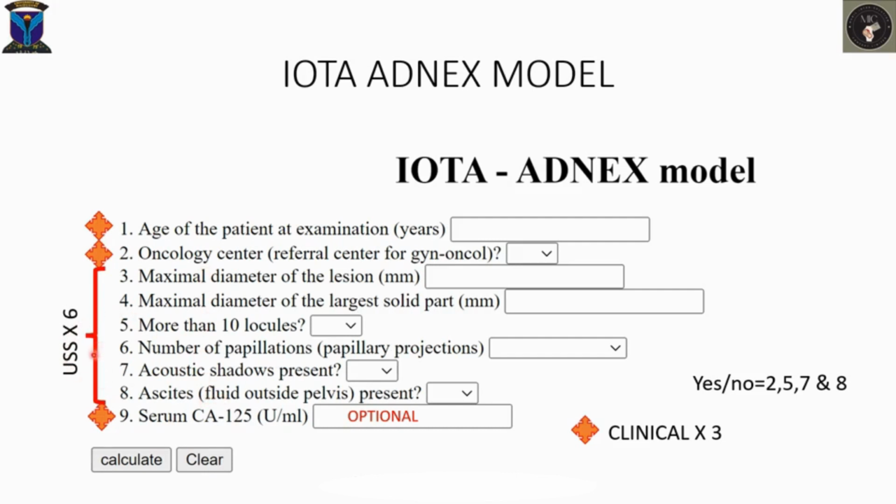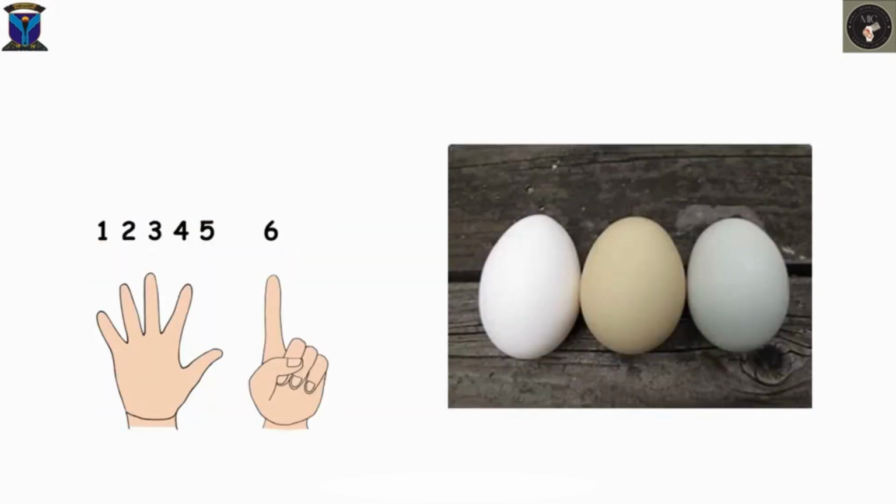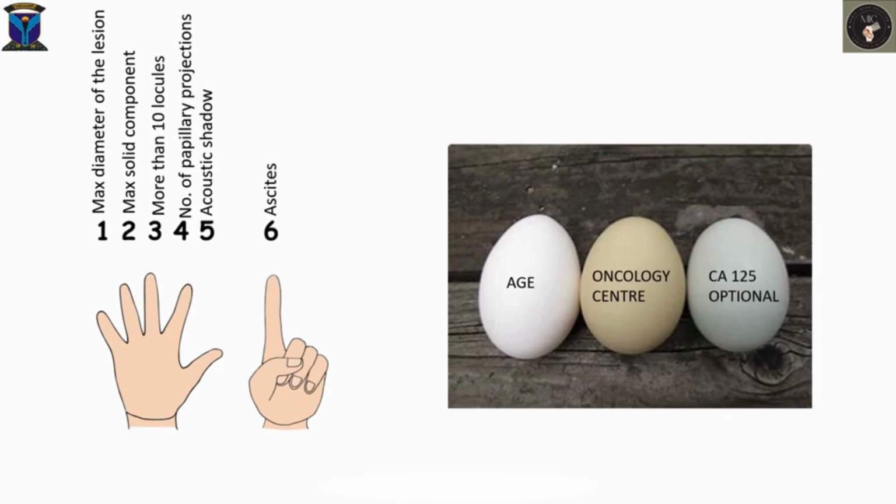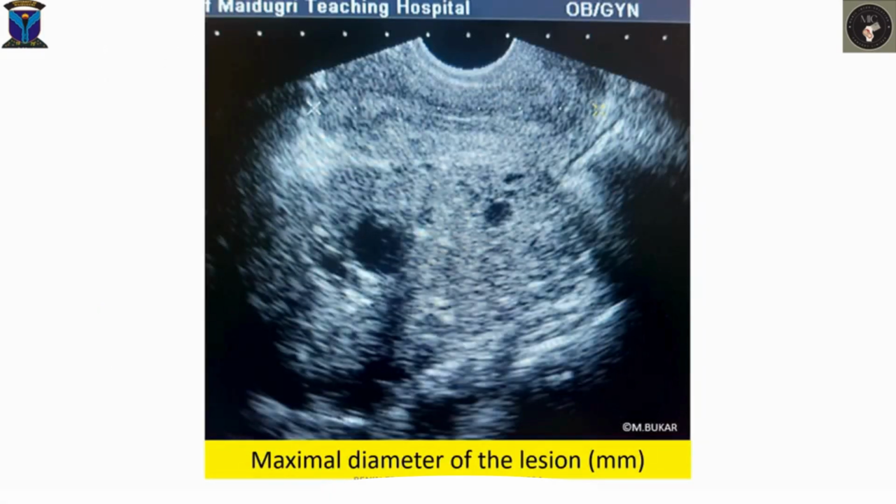And then you have 6 ultrasound variables. What are they? Maximum diameter of the lesion, maximum solid component, more than 10 locules, number of papillary projections, acoustic shadow, and ascites. And then the clinical: the age of the patient, the oncology center, and the CA125, which is optional. Altogether, 9 variables. Now let's look at the ultrasound variables.